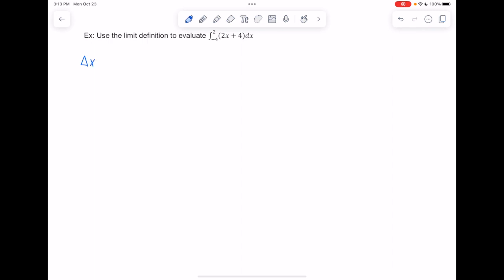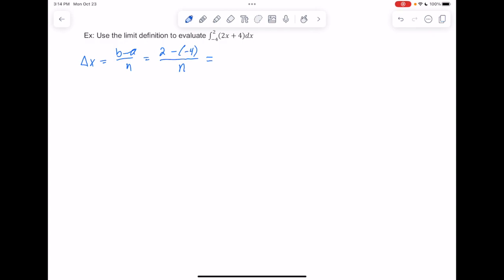So for delta x, we need to do b minus a over n, where b is the upper limit of integration, 2, minus a, which is the lower limit of integration, -4, divided by n. And before we knew a value of n, because we were breaking it up into a certain amount of subintervals, but in these types, we're not going to have n be a fixed number. It's going to be a variable, so it's going to stay there.